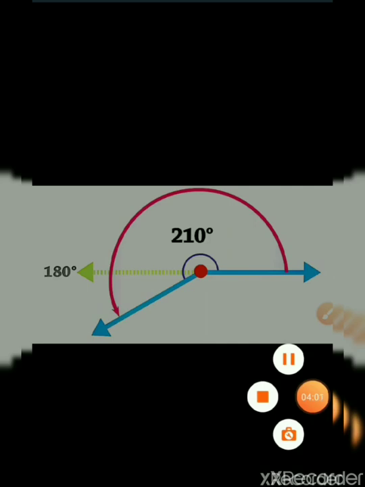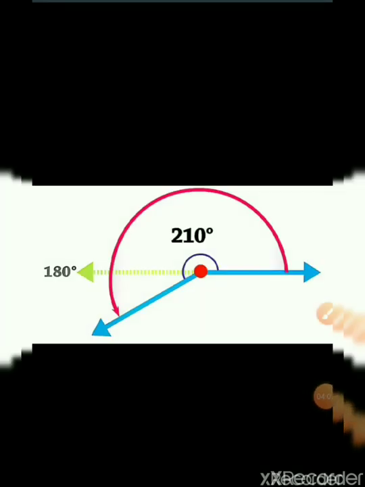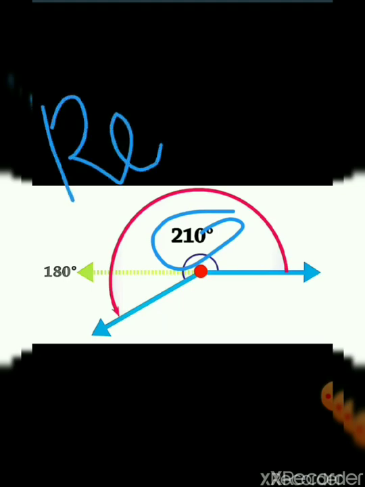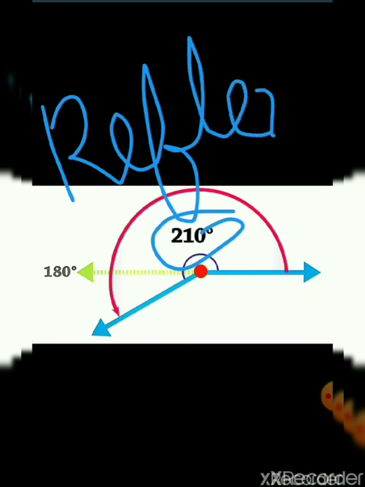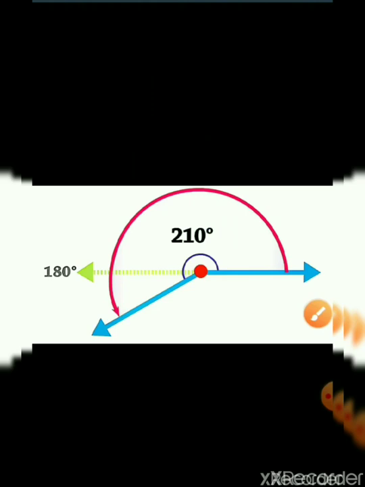Now here you can see this is a 210 degree angle, which is greater than 180. Yes or no? 210 is greater than 180. So this type of angle is called a reflex angle. These are reflex angles as their measure is greater than 180.